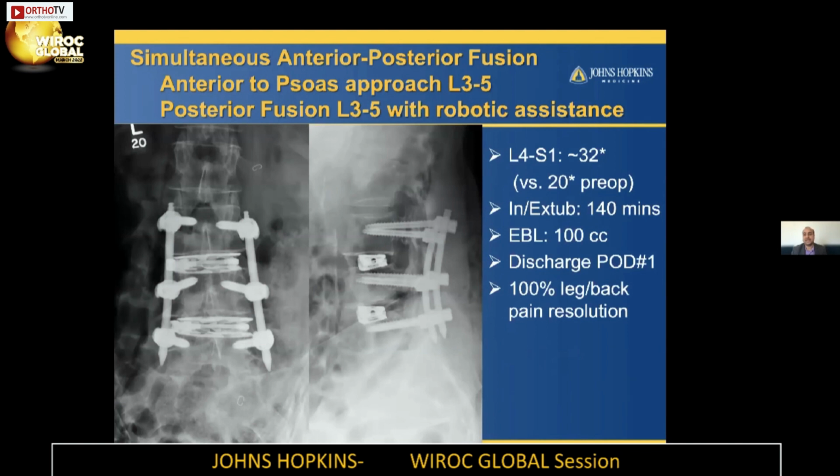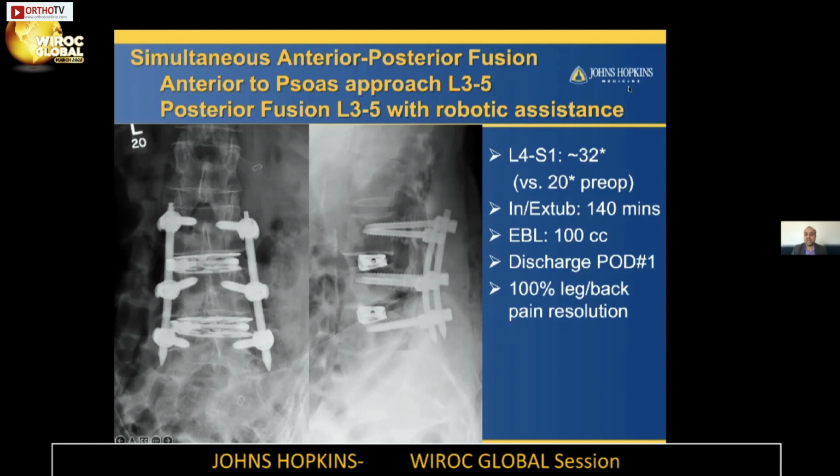We did a simultaneous anterior-posterior fusion that consisted of 2 components. The anterior fusion was an OLIF approach. So we did an anterior to psoas approach from L3 to 5 while the patient was in a lateral position. And then simultaneously, we did a posterior fusion from L3 to 5 with robotic assistance.